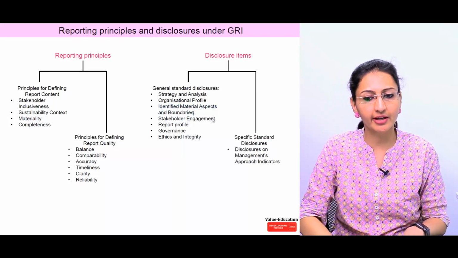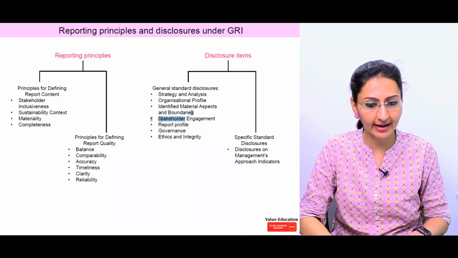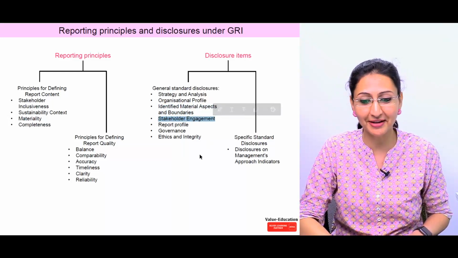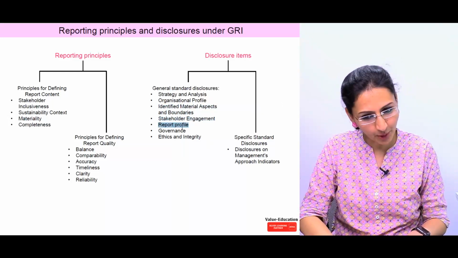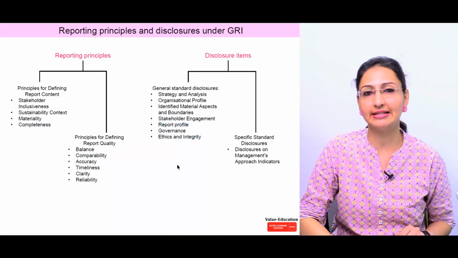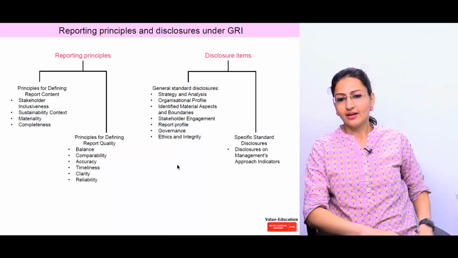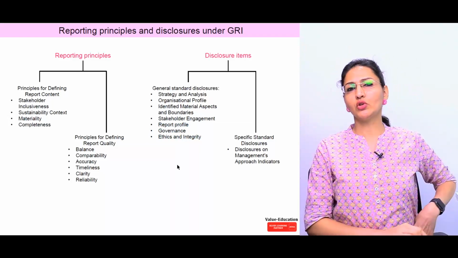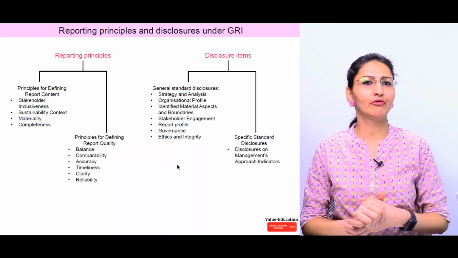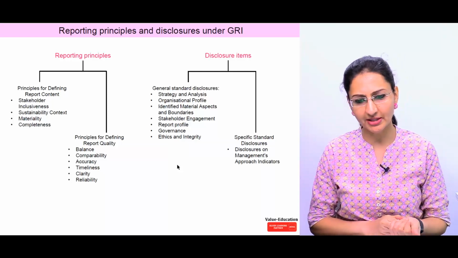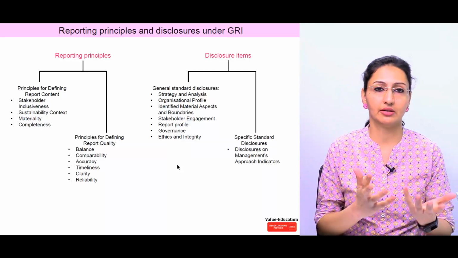Then stakeholder engagement, how stakeholders are engaged, how they are kept happy, informed. Then report profile, governance, ethics and integrity. These are the general disclosures. How ethically the governance is going on, what type of ethics are being followed by the organization. These all must be there as general disclosures.